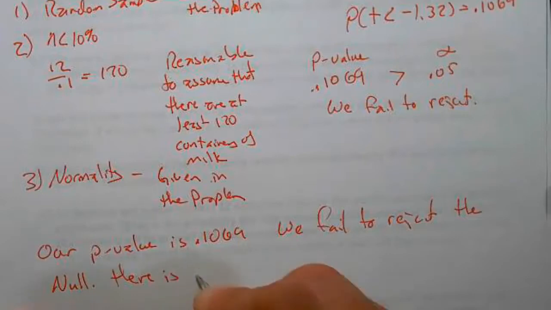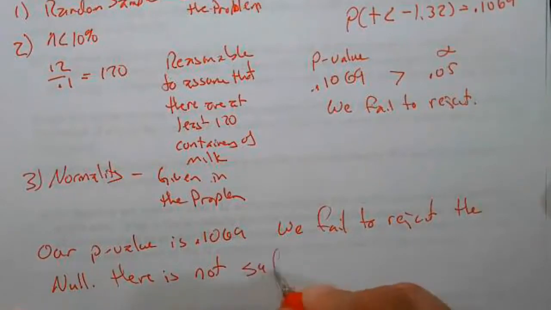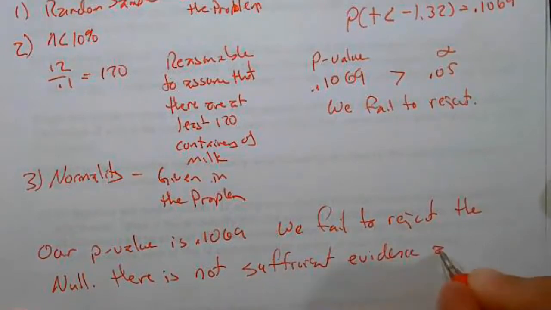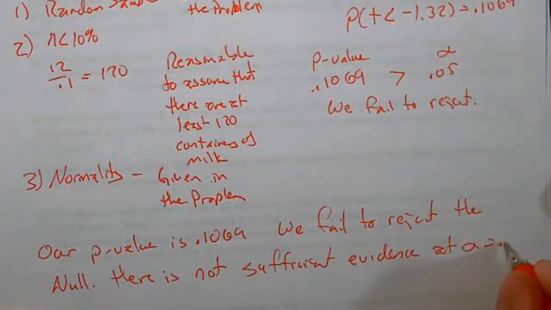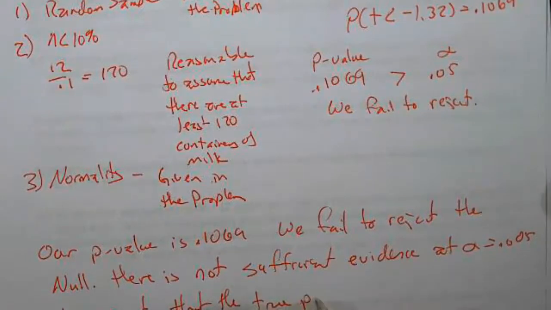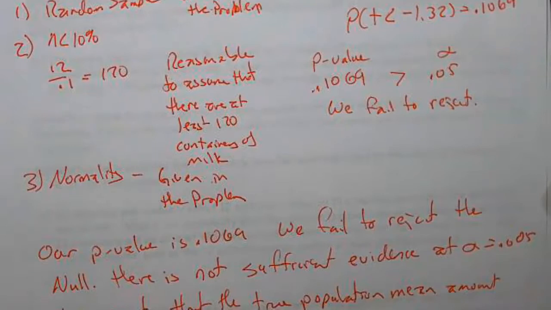There is not sufficient evidence at alpha equals 0.05 to suggest that the true population mean amount of milk is less than 128 ounces.